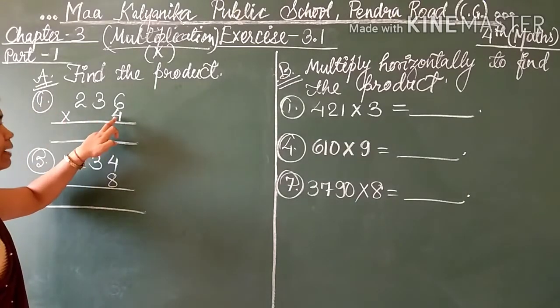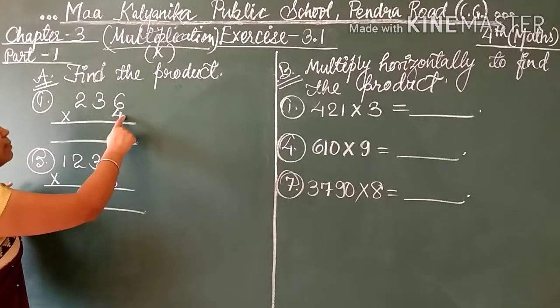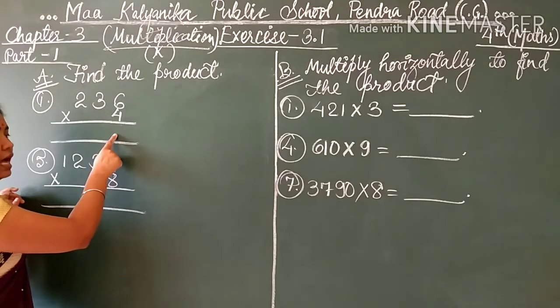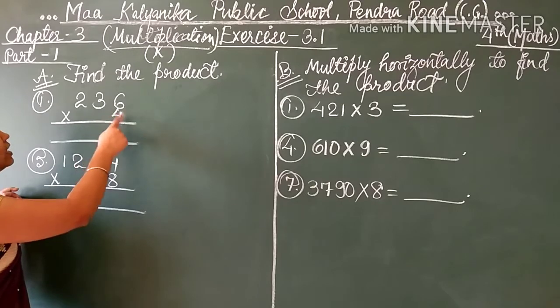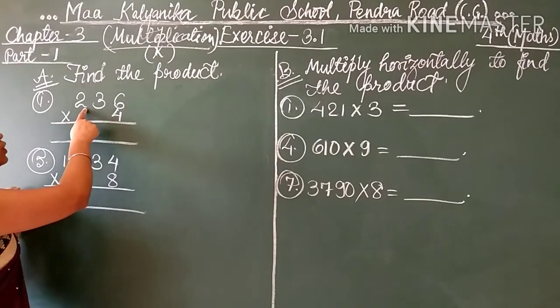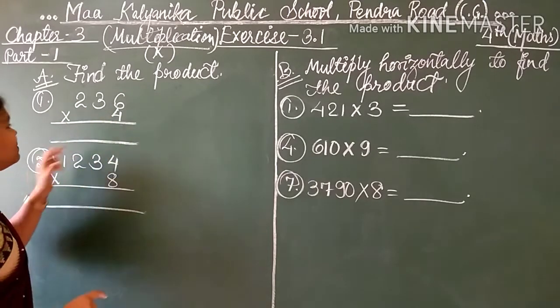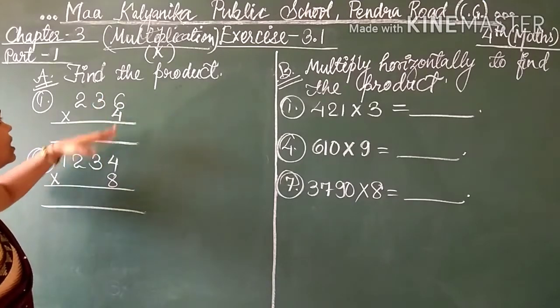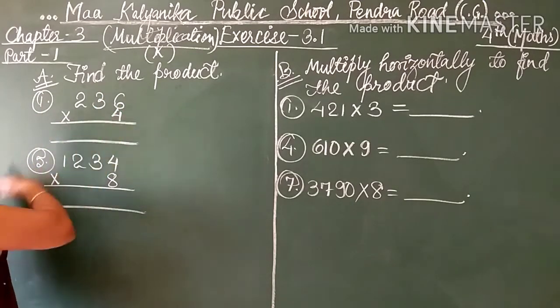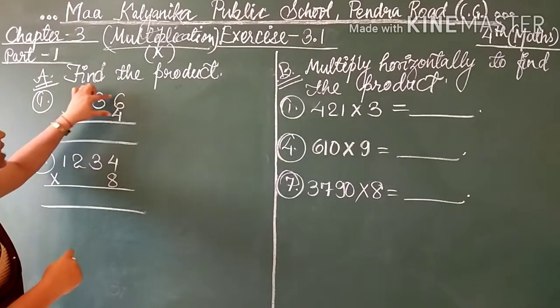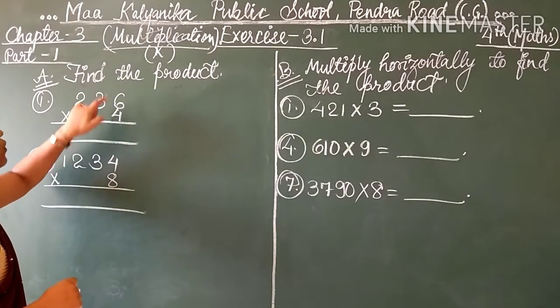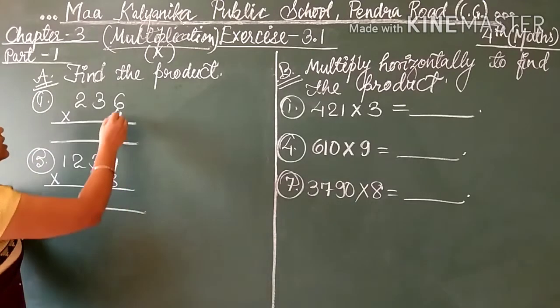Now 236 multiplied by 4 means what you have to do, students? You have to read the table of 4. 4 multiplied by 6, you write the answer here. Then 4 multiplied by 3, write the answer here. Then 4 multiplied by 2, write the answer here. So simply, you multiply all the numbers one by one from right to left. You can change the order also: 6 4s or 4 6s, you can read either way.